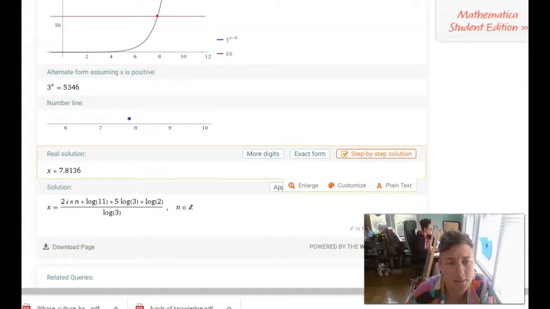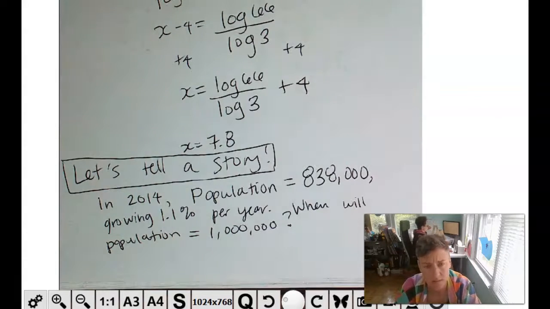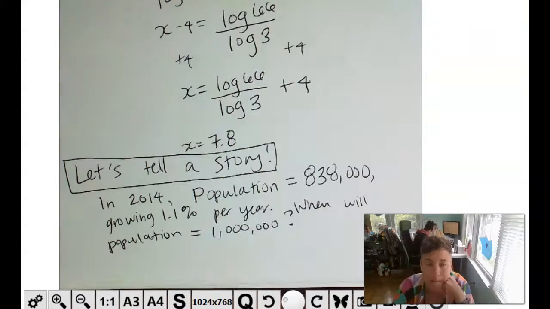Well, hey, nicely done. Great work, everybody. All right, let's tell a story, shall we? In 2014, the population of Indianapolis was 838,000, growing at 1.1% per year. When will the population, according to this information, be 1 million people? I mean, I don't know. I'm going to need some equation here.